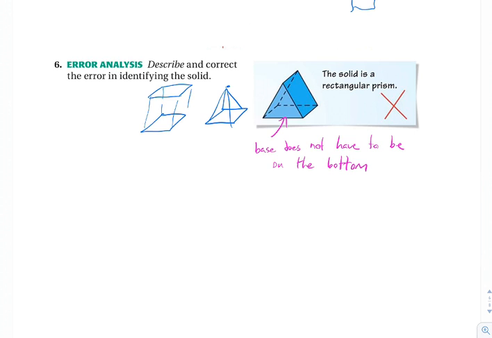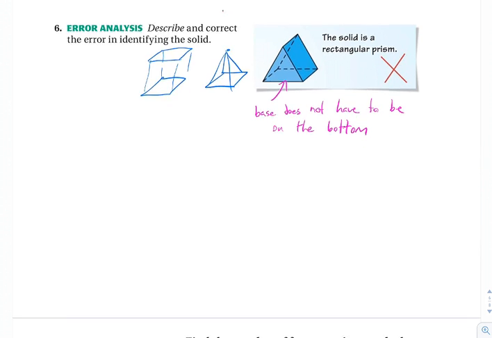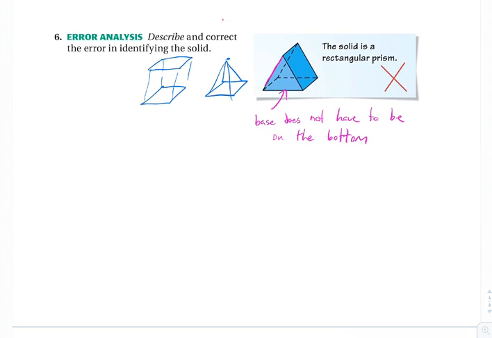The base is the shape that's projected through space either to the same shape or to a single point. Now I notice in this that the front triangle gets projected back to another triangle. That's the shape that gets projected through. So this is not a rectangular prism. This is a triangular prism.